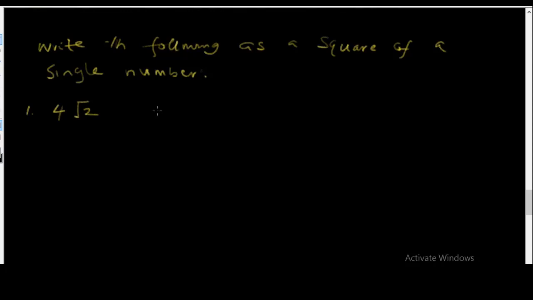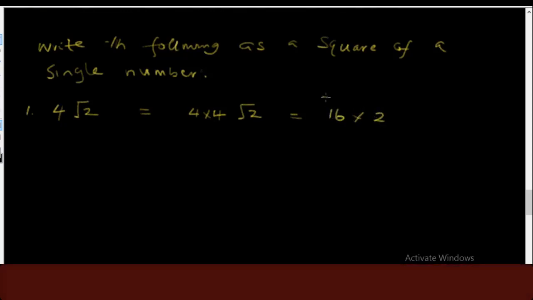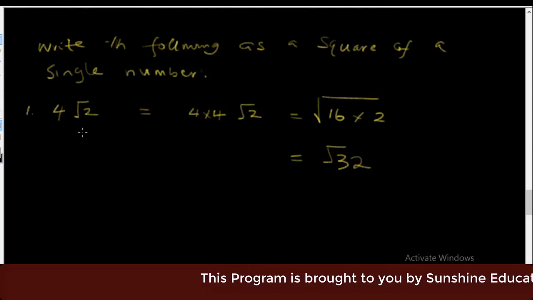Now this simply means that here you will have 4 times 4, then square root of 2. Now this simply means that you will now have 16 times 2 under the square root, which is the square root of 32. That gives you this one here.